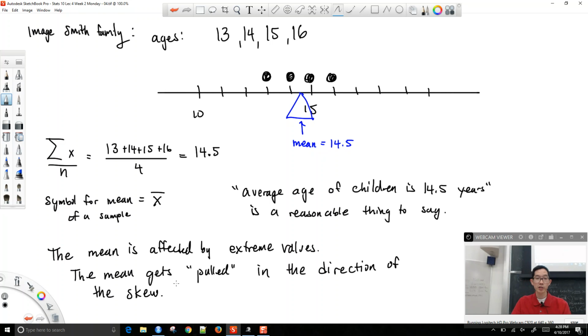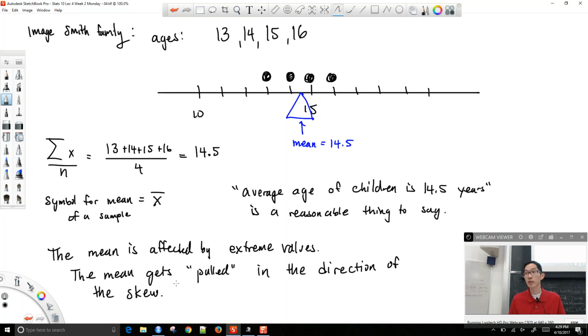Okay, so in the Smith family, the ages are symmetric. In the Johnson family, the ages are left skewed because you have an extreme value on the low end. Extreme value on the low end, and so that makes it left skewed. Whereas in the Smith family, you don't really even have any extreme values. So that's the mean.